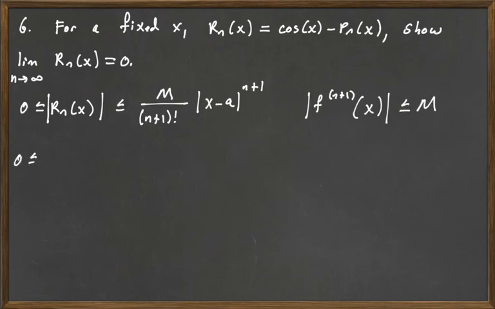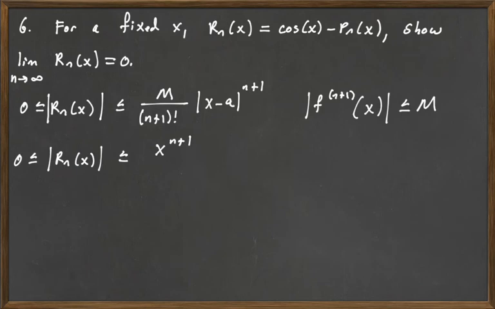Okay, so for our specific example, the nth remainder is going to be bounded between 0 and, well, M. For the cosine, the nth derivative of cosine is going to be either plus or minus sine or cosine.